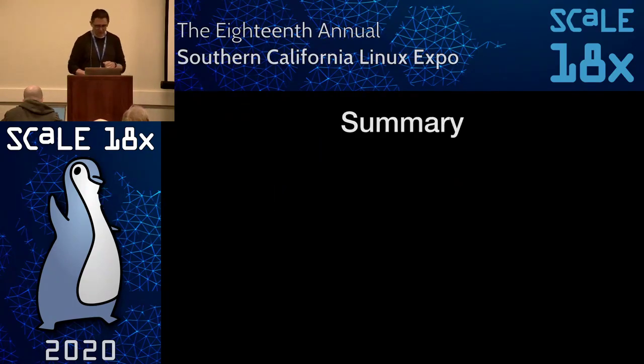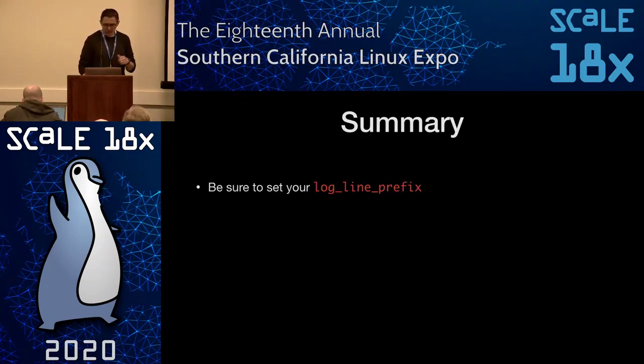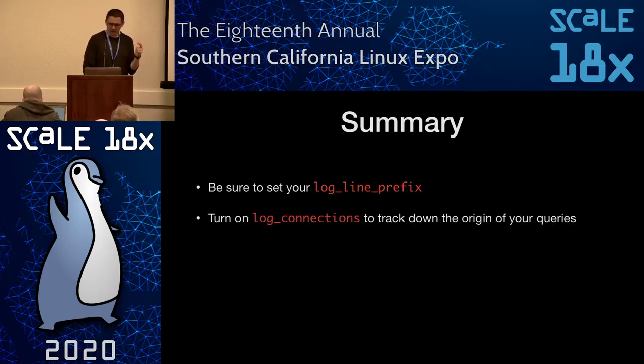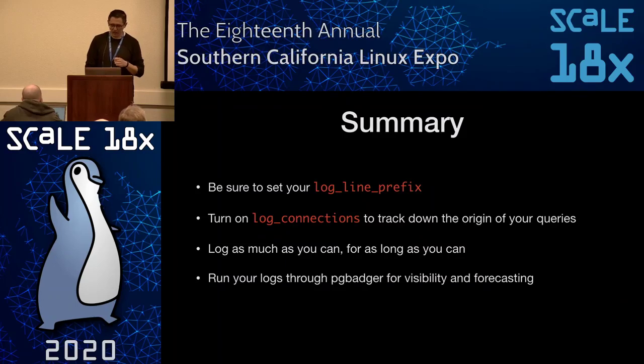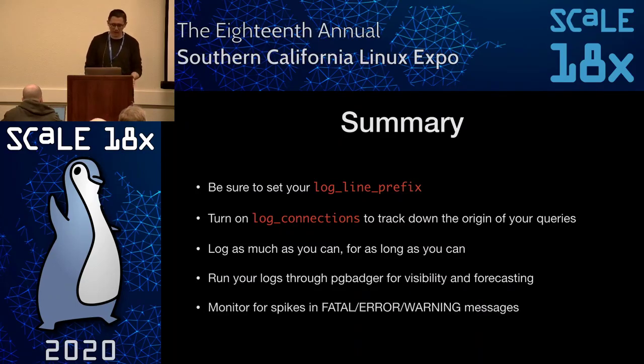Okay? So, quick summary: turn on log_line_prefix, turn on your log_connections, log as much as you can for as long as you can, and run your logs through something like pgbadger for visibility and forecasting, and monitor your spikes in fatal and error and warning messages to go back to your developers and sysadmins or colleagues.